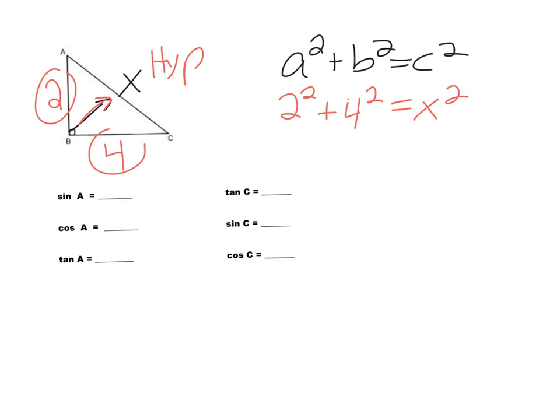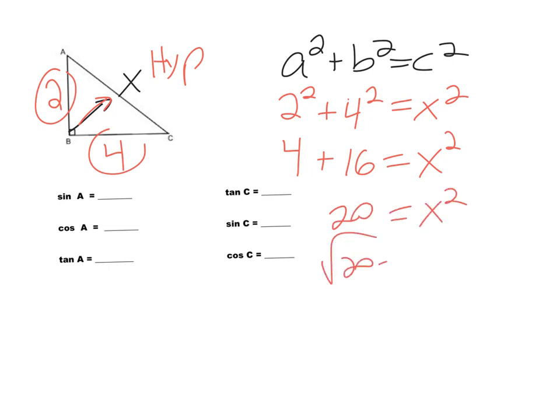And we're going to solve for x. 2 squared, 2 times 2 is 4, plus 4 squared, 4 times 4 is 16. That equals x squared. So 4 plus 16 is 20 equals x squared. And we'll take the square root of both sides. So here x is going to be equal to the square root of 20. But we're going to simplify that.